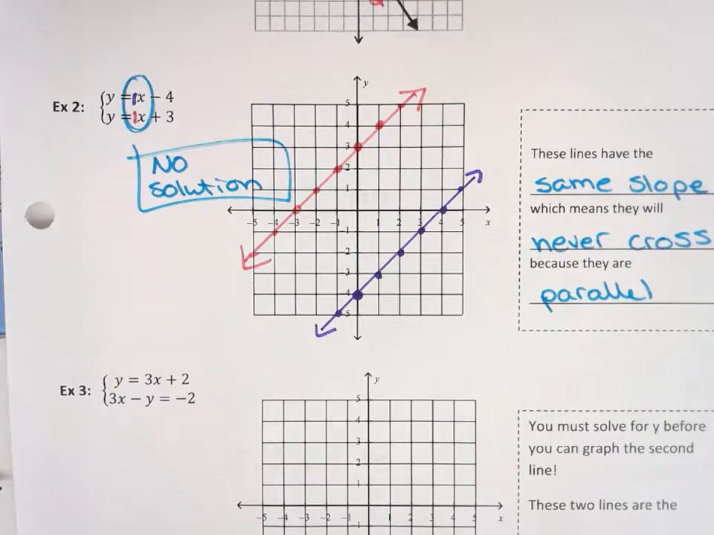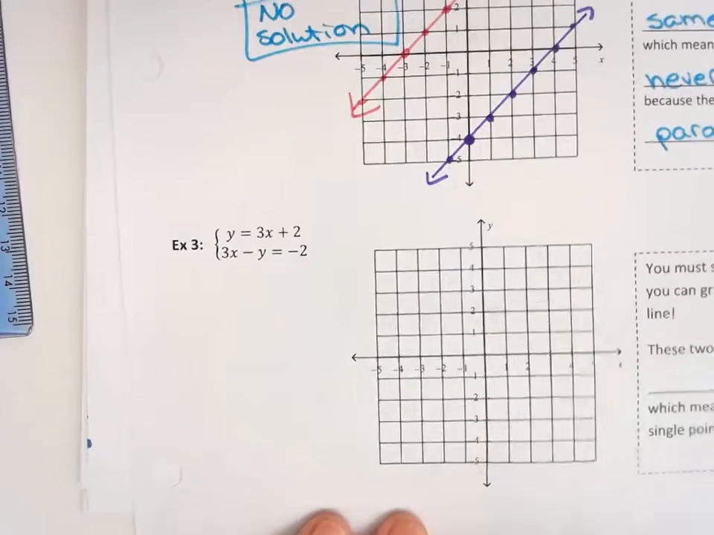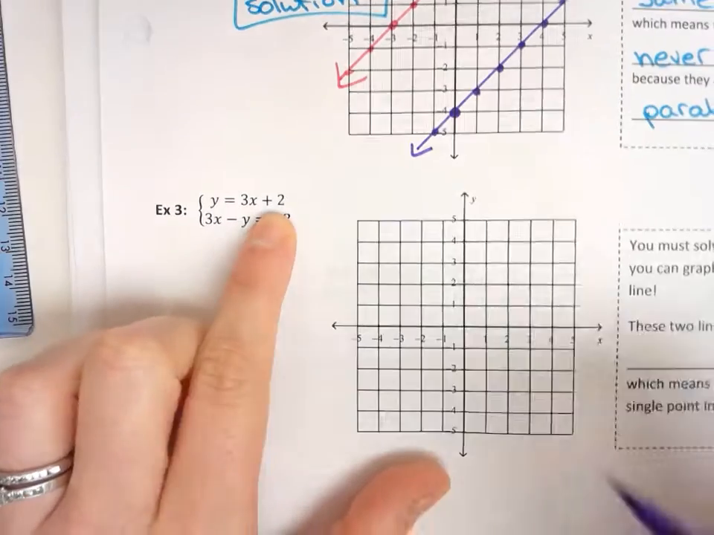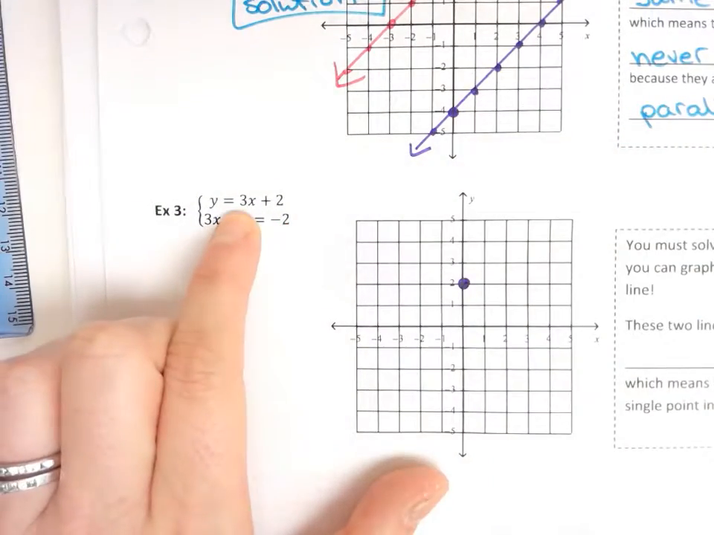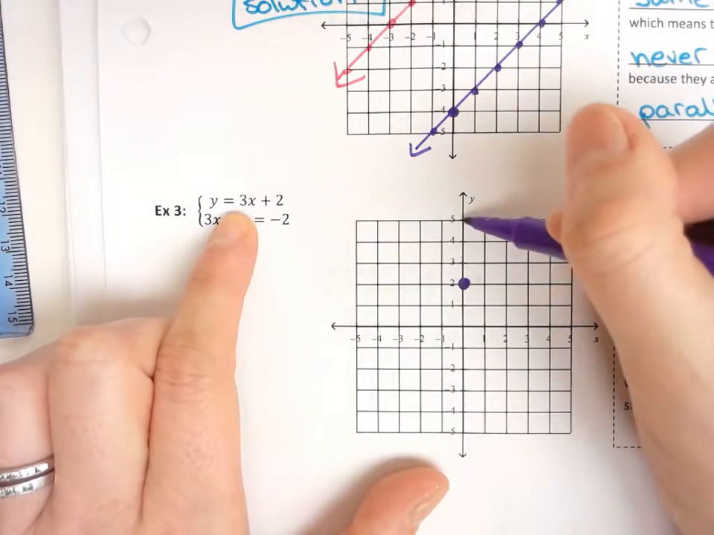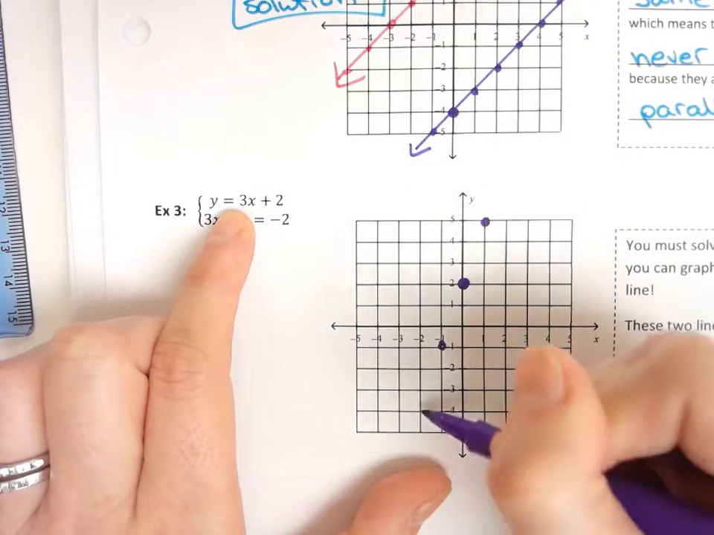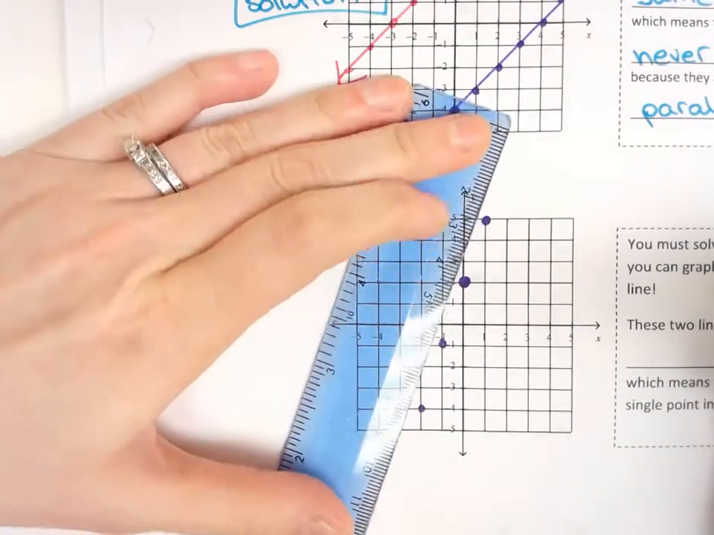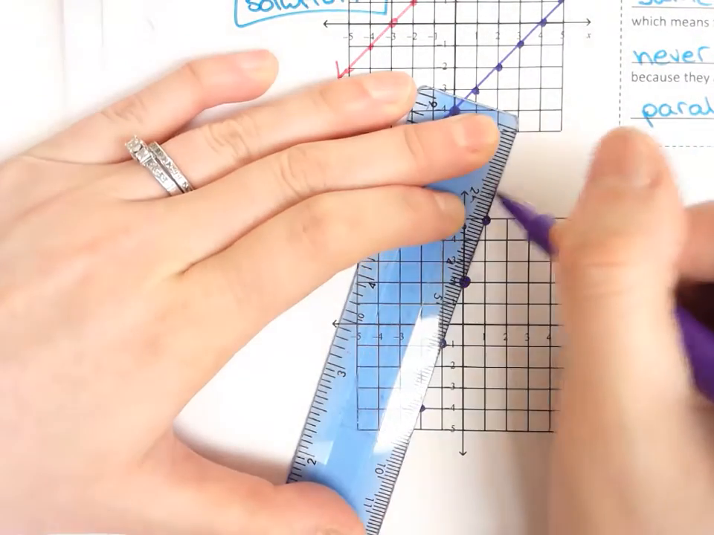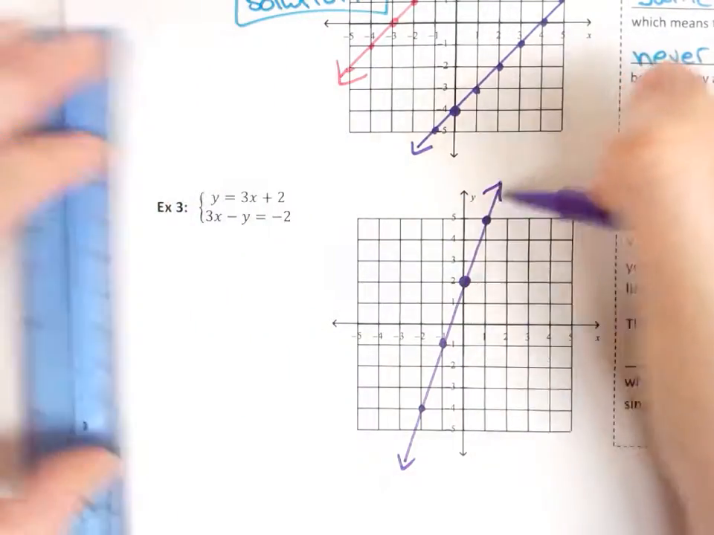Now the other strange case is example number 3. I'm going to start at the positive 2 right here. I put my point. The 3 is the slope, so that means I'm going up 3, and since it's not a fraction, I go over 1. And I've just got to make sure I go in both directions. Once you've got your points, go ahead and connect your dots with a line all the way through.